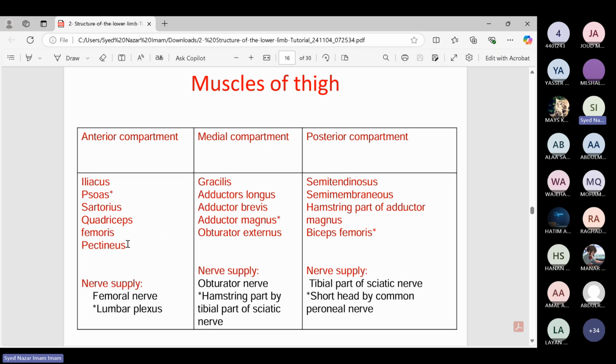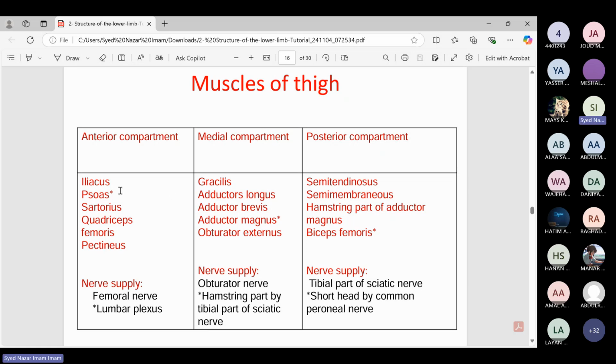Why so? Because the origin of pectineus is from the pubis. I have already told you that the medial compartment muscles take origin from the medial part of the hip bone, that is the pubis. Similar to that, the pectineus muscle also takes origin from the pecten of the pubis. So we call it the pectineus muscle. But the insertion is just below the lesser trochanter. So the origin is from the medial compartment, but the insertion is on the anterior compartment. So we put it in the anterior here. In some books, you might find that pectineus is placed under the medial compartment. So don't worry about that.